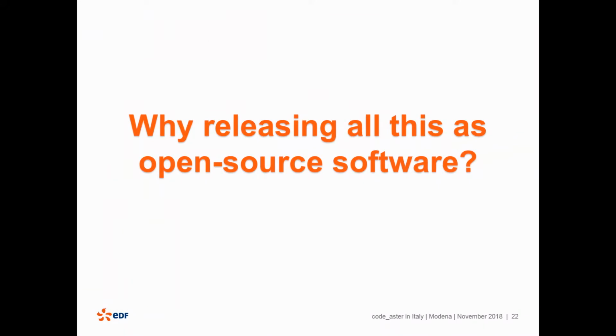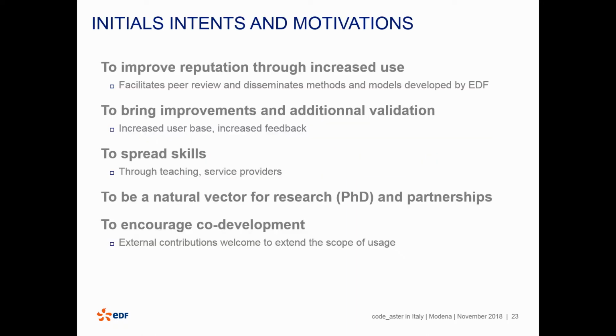And then one last point: why do we do this in an open source software? The intents and motivations for open source software, the first one was to improve the reputation through increased use. So we need to show that our code is good for nuclear applications. If it can be used by anyone, it's proof that we can be, I would say, counterattacked. Anyone can use it, test it and verify if it's good or not. We are just being very transparent, and everyone can have access to the source code if they want to.